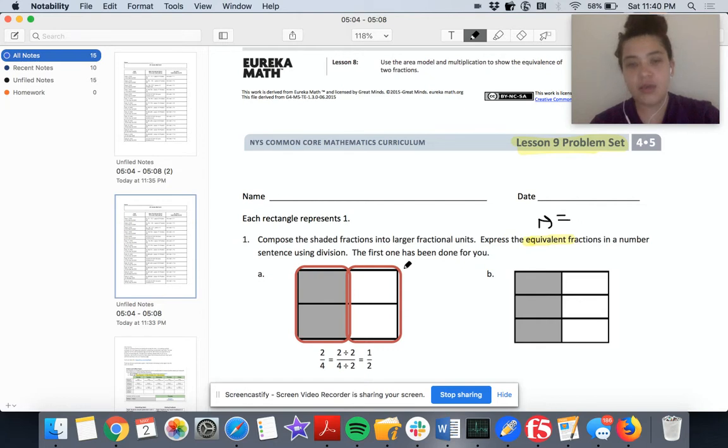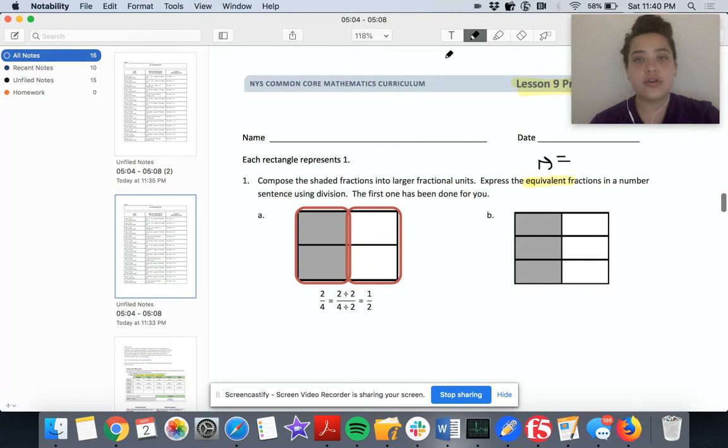But today we're going to focus on division rather than multiplication. So we're going to focus on dividing in our number sentences rather than multiplying. So we're kind of working backwards. Before we were multiplying to show equivalent fractions, and now we're going backwards and we're dividing. Okay, so let's do some problems together, and then you guys should be all good to go.